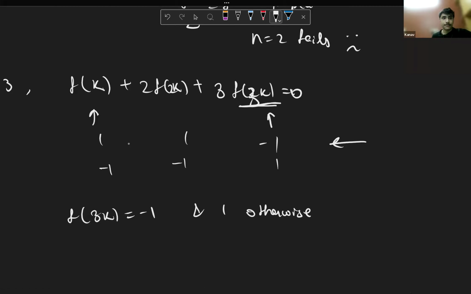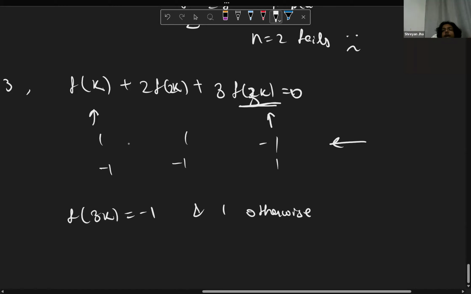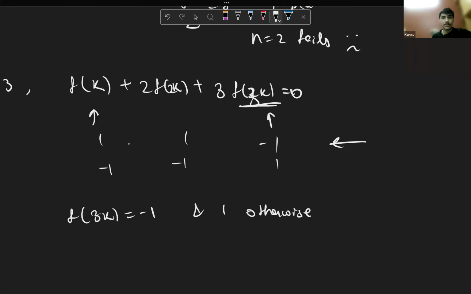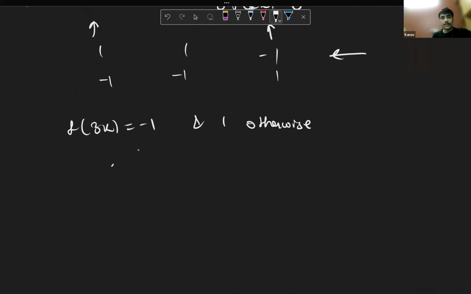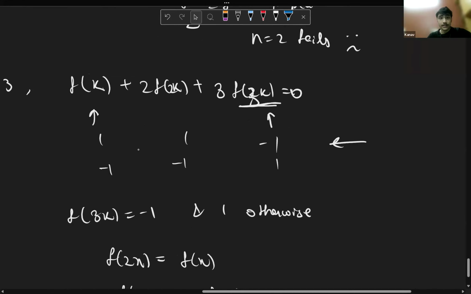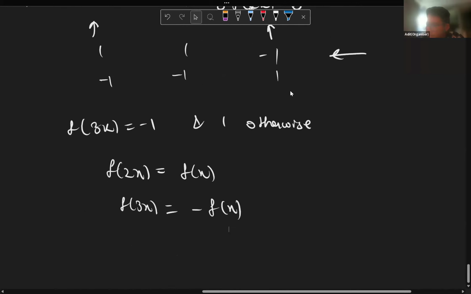For a number which is divisible by 3, f of 3x is equal to minus f of x. And for a number which is divisible by 2, f of 2x is equal to f of the same x. So what you're saying is f of 2x is equal to f of x and f of 3x is equal to minus f of x. Yes. This should work, right? Yeah, I got something similar. I think what works is f of x is 1 if v3 of x is odd and minus 1 if v3 of x is even.